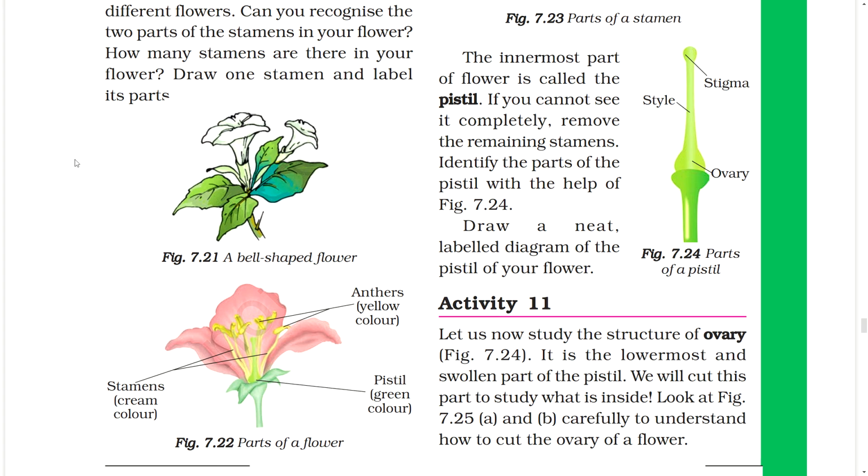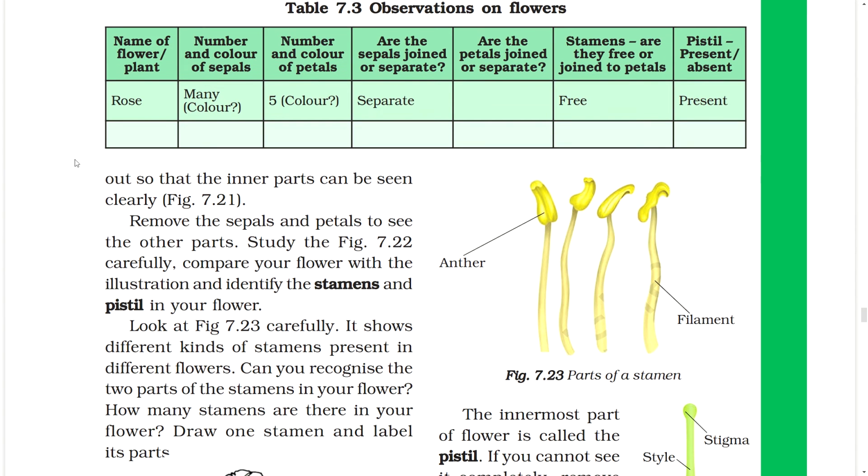Figure: a bell-shaped flower. Figure: parts of a flower. Stamens cream color, anthers yellow color, pistil green color. Anther, filament. Figure: parts of a stamen.